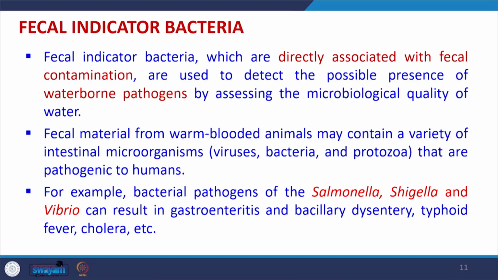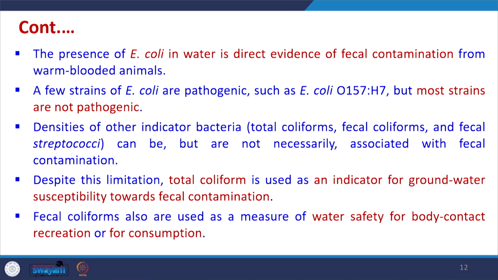What we do in water quality estimation is estimate the presence of E. coli in the water, and if E. coli is present, it is direct evidence that fecal contamination is there in the water. A few strains of E. coli are pathogenic, but most strains are not pathogenic.